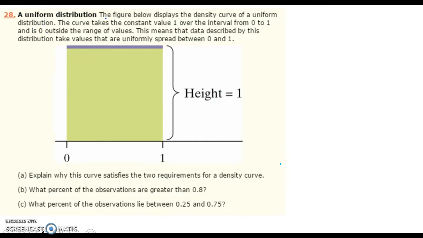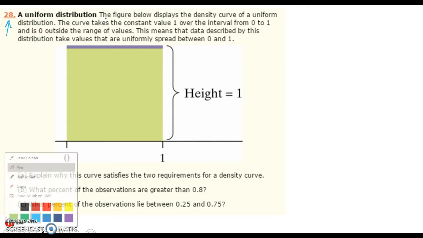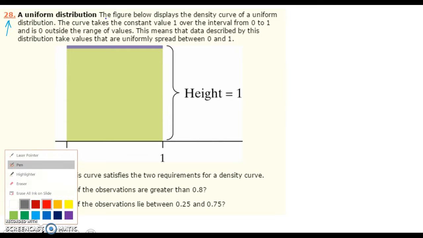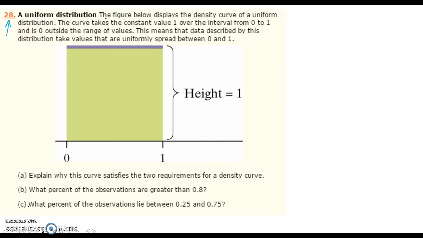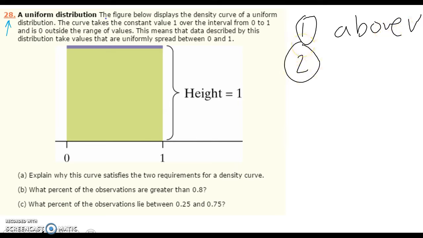This is a type of problem we might get. And this is talking about a uniform distribution, and we'll talk more about the different types of distributions. If I was given this problem, I have an A, B, and C. For A, explain why this curve satisfies the 2 requirements. Well, requirement 1, it's above. Check. Requirement 2, it's exactly 1. You can see this because it has a length of 1 and a height of 1, and 1 times 1 is 1, so the area inside here is 1. So that solves part A.